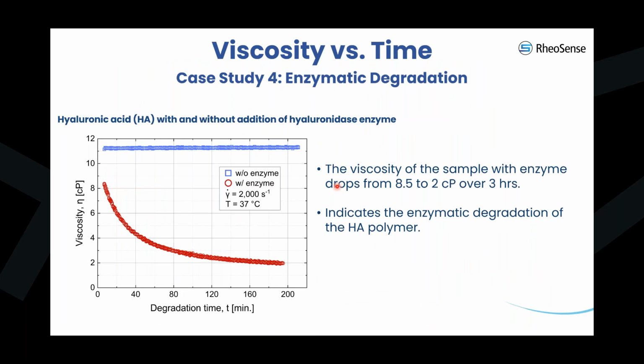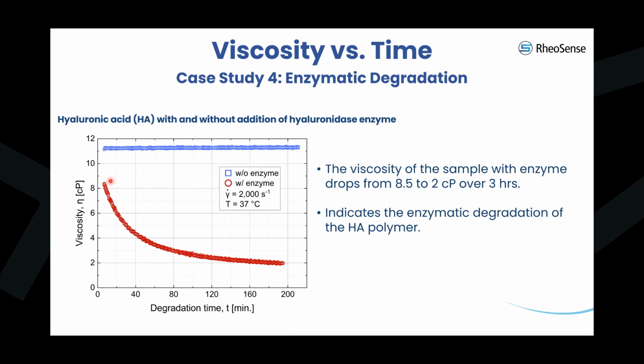In this final case study, we are looking at how viscosity changes over time during enzymatic degradation. Specifically, we are focusing on the enzymatic degradation of hyaluronic acid. The graph shows two samples. One is pure hyaluronic acid solution without enzyme. The other has hyaluronidase enzyme added. As you can see, the sample without the enzyme remains stable. The viscosity stays constant at around 11 centipoise throughout the 3-hour period.